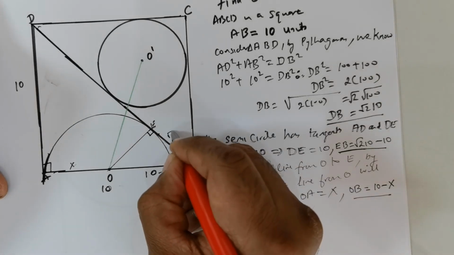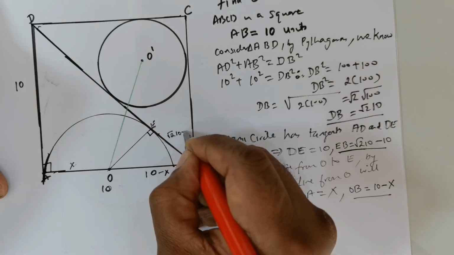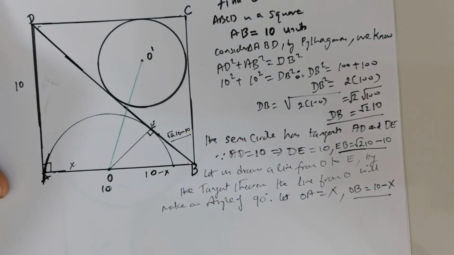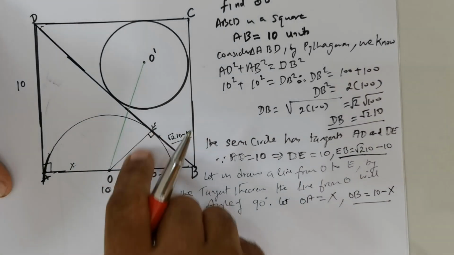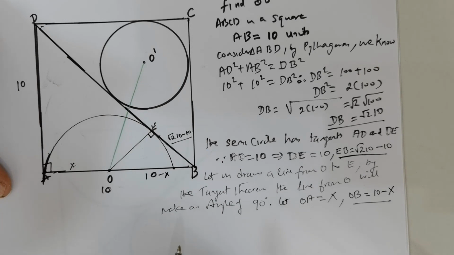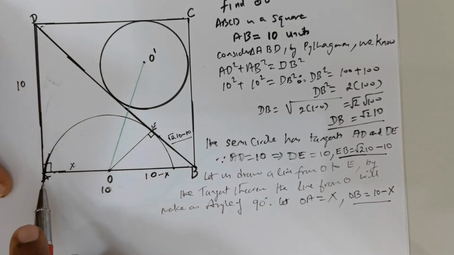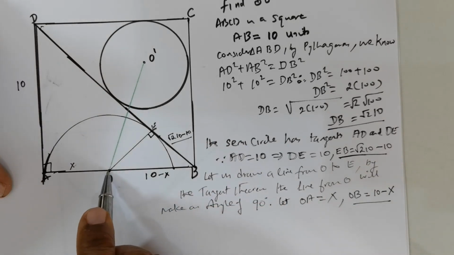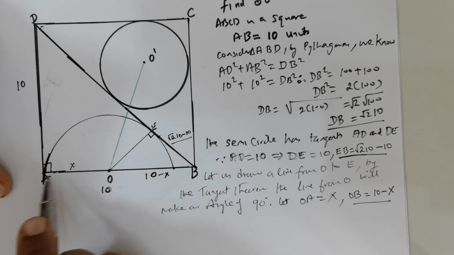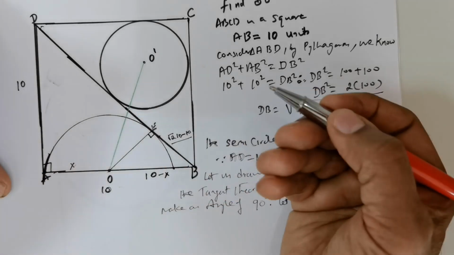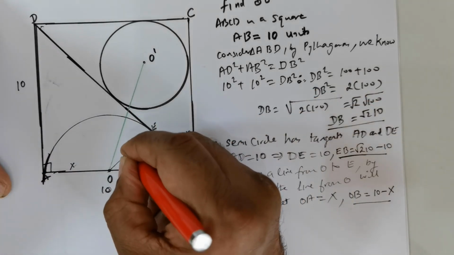So let me write that down, root of 2 times 10 minus 10. Okay, now there is a 90 degree angle here, and that would help us to apply Pythagoras. Now from center O to the point of contact A, this is taken as X, that means that's the radius, so this is going to be X, radius.